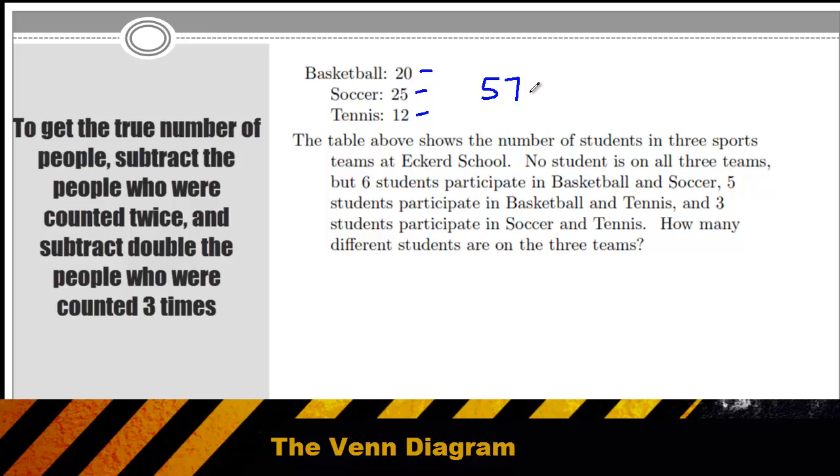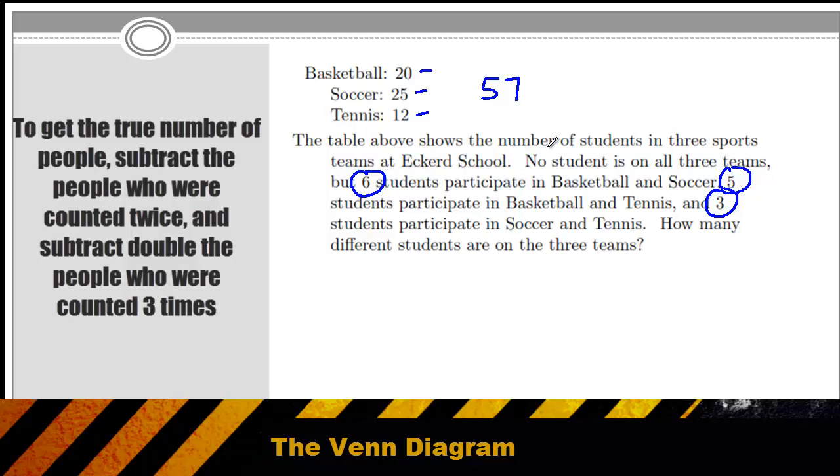But then the problem tells us we have 6 students who are in both basketball and soccer, 5 who are in basketball and tennis, and 3 who are in soccer and tennis. In other words, those are the students who will get counted twice. So to find out how many students we have total, we have to subtract the students who got counted twice one time, because at the end, we only want students counted once.